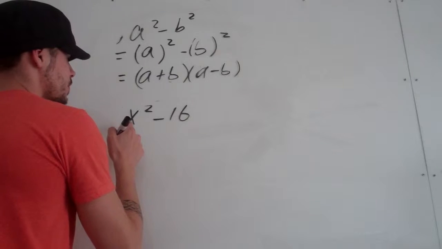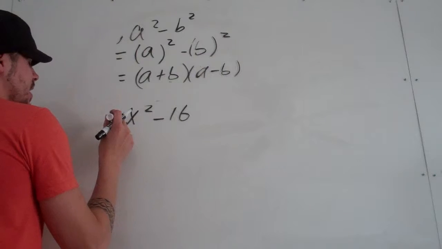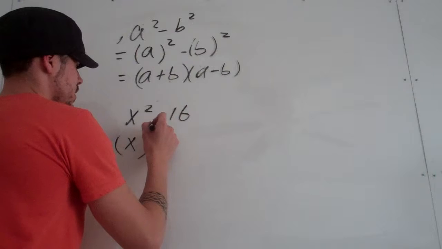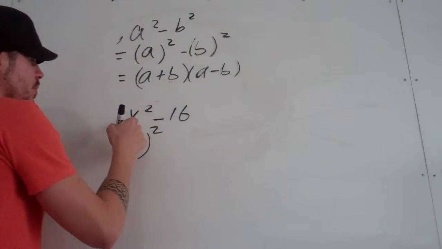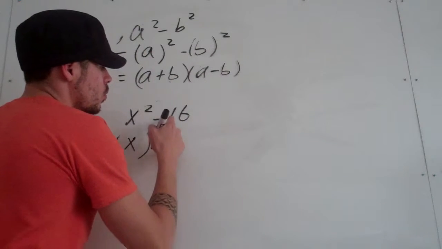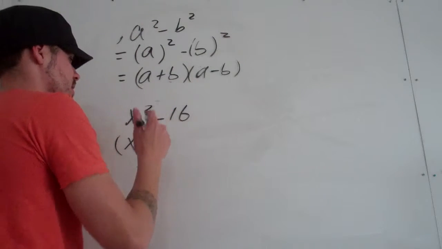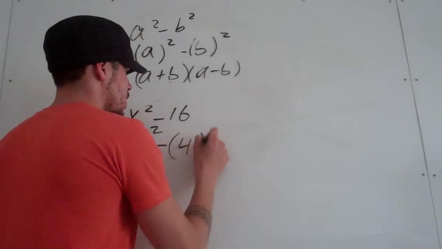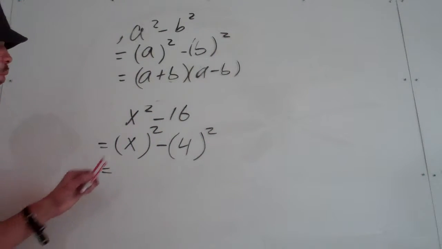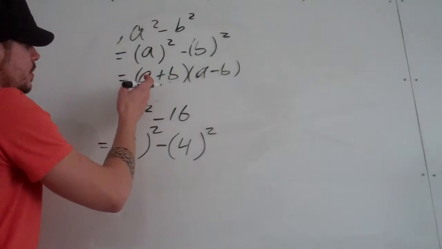Okay, so now what is your a? That's what I'm going to ask you. What's a? Well, a is just x in this case. If you take x and you square it, it's the same thing as x squared. And what number can you take where you square it and it equals 16? Well, that's 4. Well, what's this equal to? Well, using this above, we can say that that's the same thing.